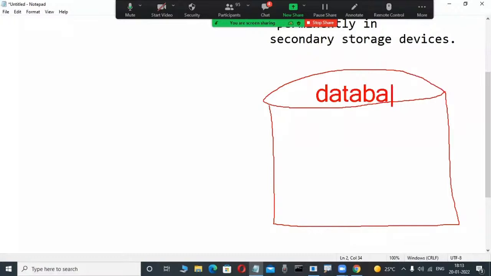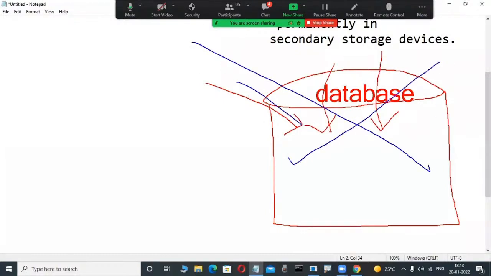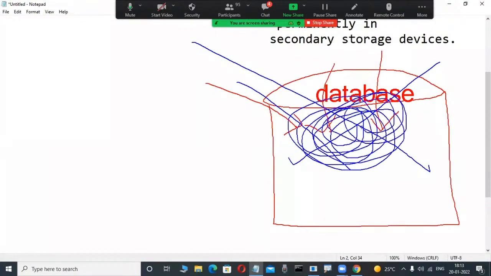Okay, database. Here, in this place, we are storing data. We think it is a random collection of data. That is absolutely wrong. Actually, Oracle, SQL Server, DB2, Sybase, Informix, Ingres, Teradata, these types of databases do not store a random collection of data. These databases only store a structured collection of data.